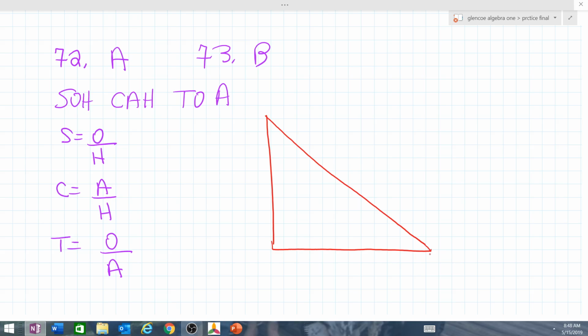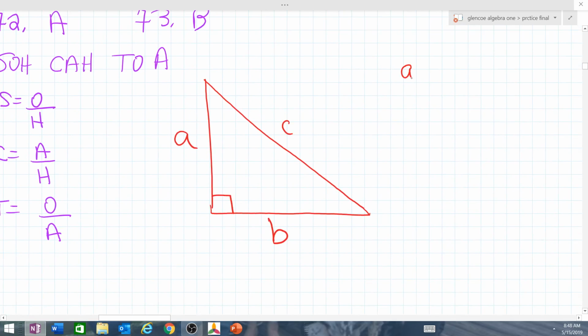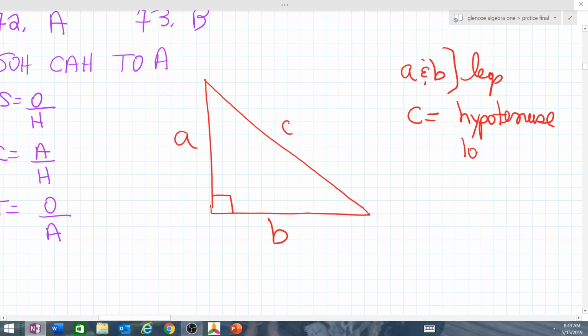So let's go ahead and just get a reference point here. That's my right angle. Side A and side B are called the legs of a right triangle, correct? Side C is called the hypotenuse. We had 3 fun facts about the hypotenuse. The hypotenuse is the longest side. It's the slanted side. And it's the side opposite the right angle.